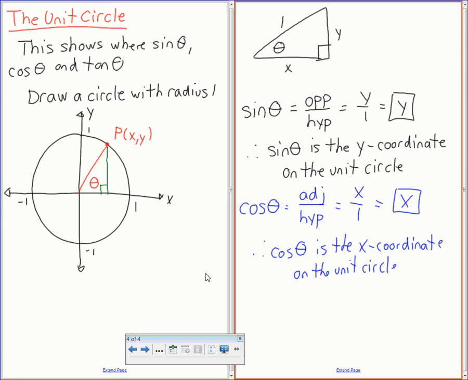Okay, we're going to do tangent next. Since Liam has a question about it, Liam, can you give me the equation, please? Go ahead.